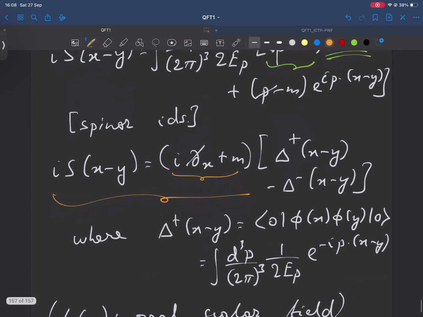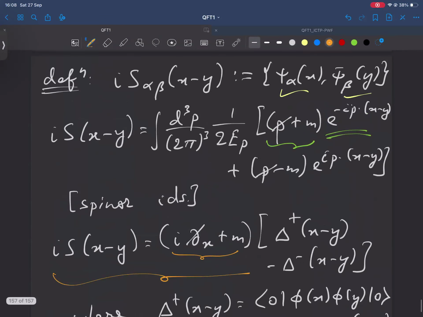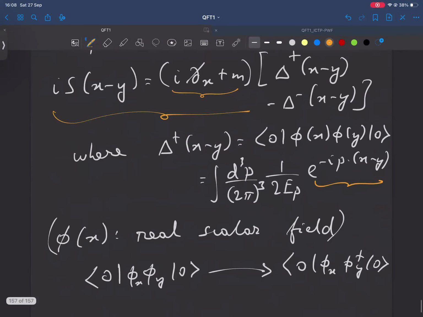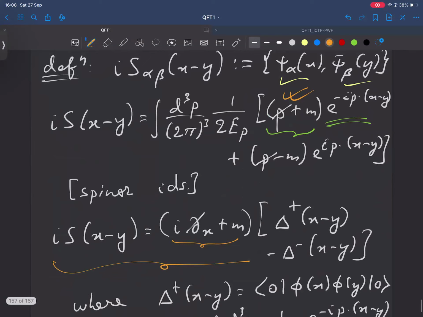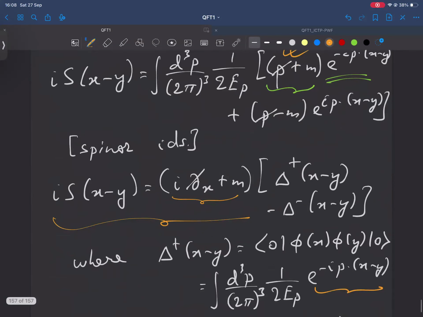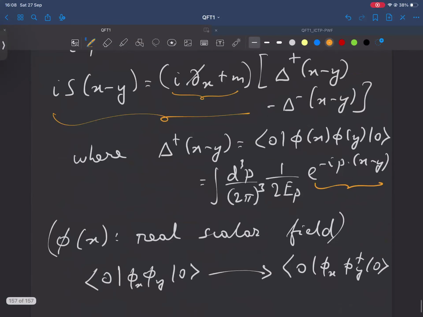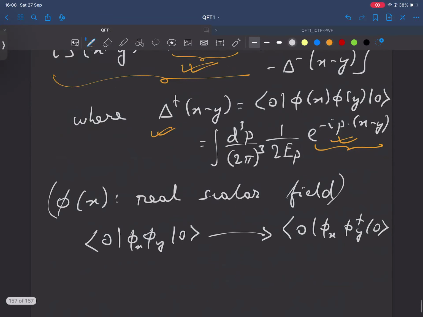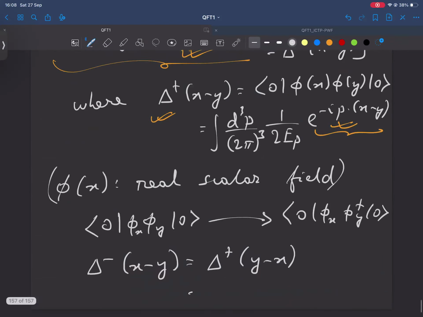So it turns out that if you take this ansatz, what essentially happens is this operator acts on this minus ip dot xy and gives you this Dirac operator. Hence you can do a short exercise to show that this indeed works. The structure would be obvious from the way I've written things. All you have to do is act this differential operator on this ip dot x. That's what delta plus is, and delta minus of x minus y is just delta plus of y minus x, which is the propagator from y to x. So phi y to phi x.